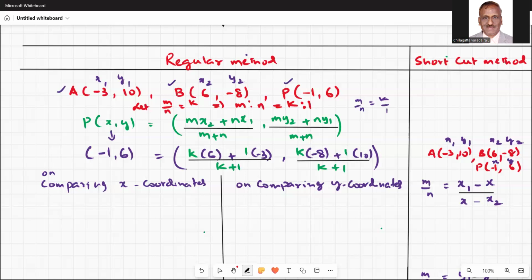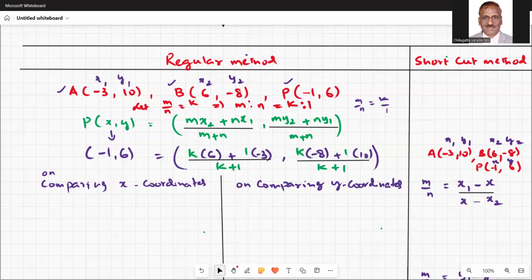For mx2, m is k and x2 is equal to 6, and n is 1 and x1 is equal to -3, all by k plus 1, because we don't know the values of m and n, so m plus n is k plus 1. And for my2, m is k and y2 is equal to -8, plus n is equal to 1 and y1 is equal to 10, by k plus 1.